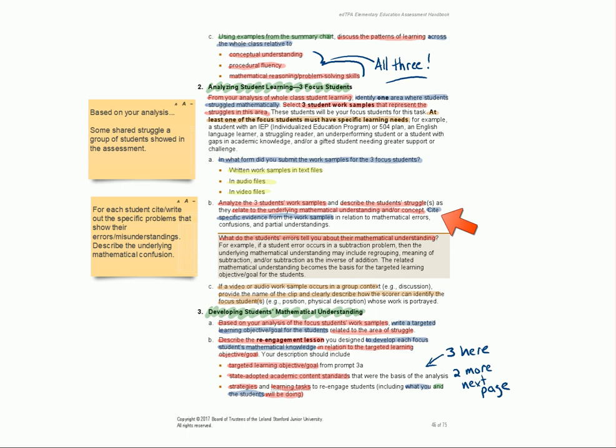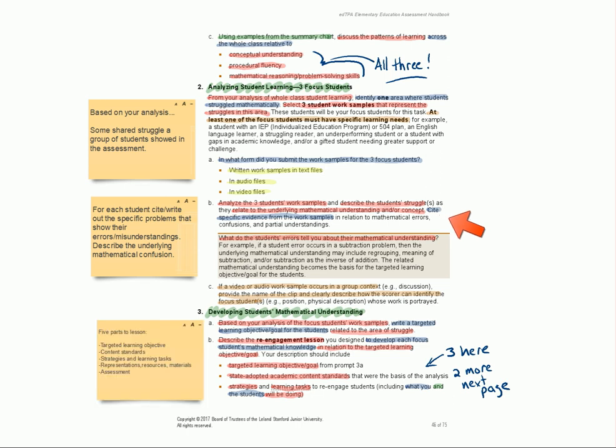Your definition of those struggles needs to be supported with evidence from their work samples, from the actual problems, as you can see in problem 2A, and then you describe the problem the student struggled with. So particular evidence from the work samples is very important.